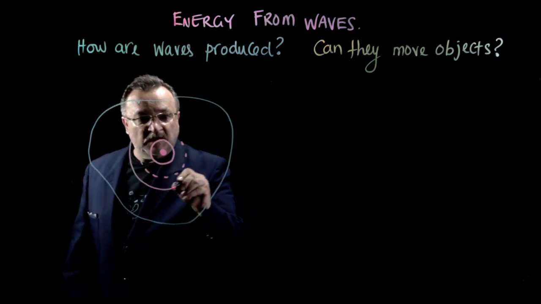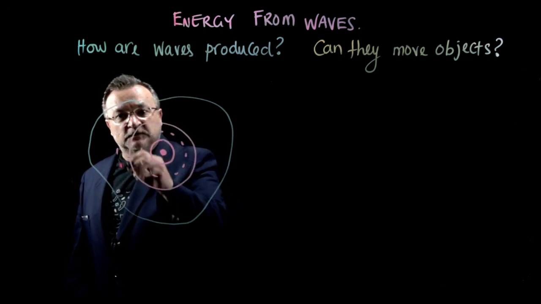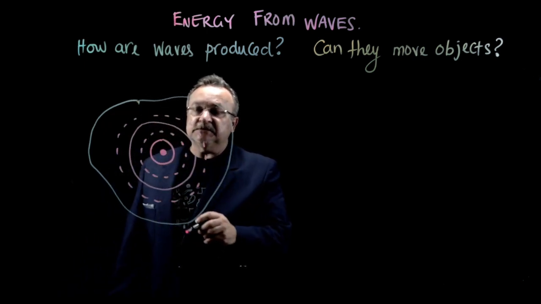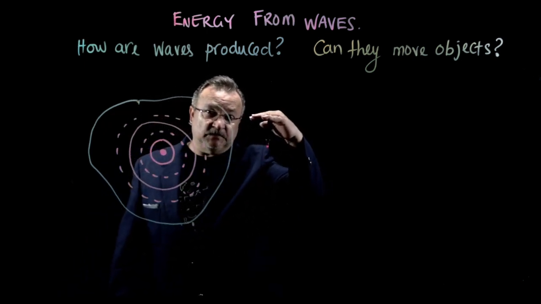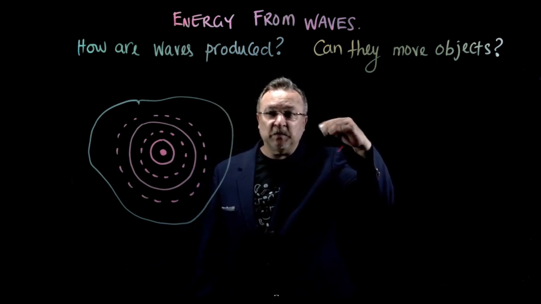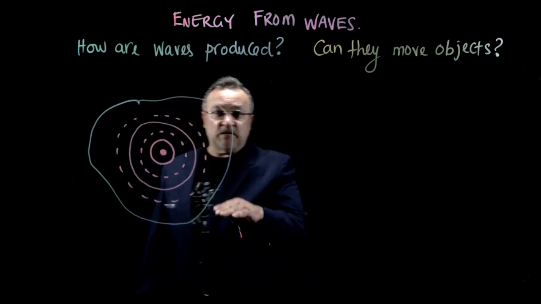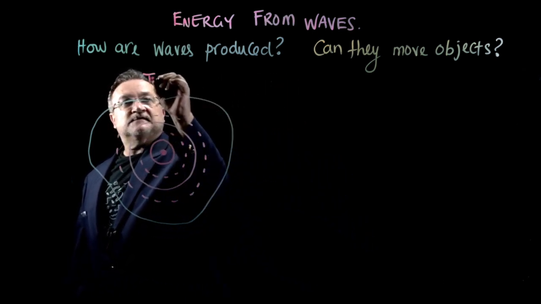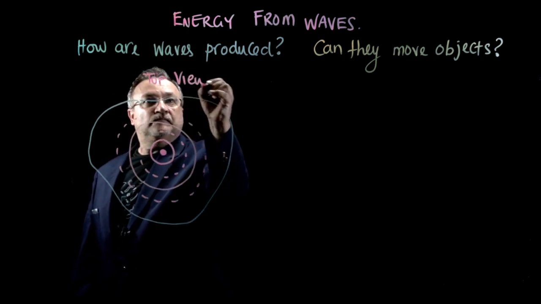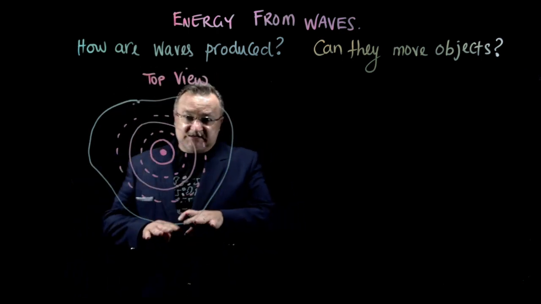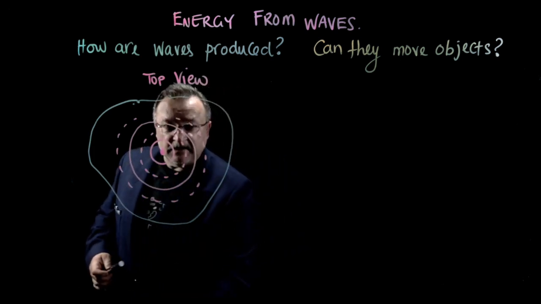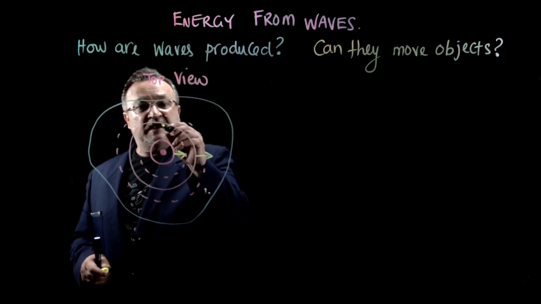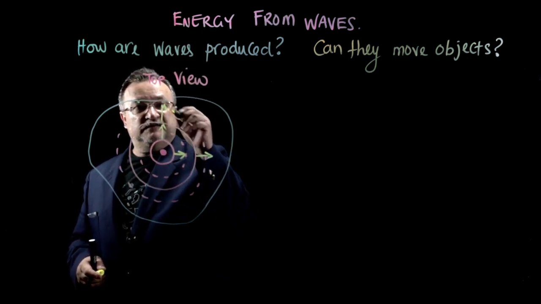Now, I'm drawing two types of circles here. The circle that's a complete circle represents the crest or the top part of the wave, and the dotted line represents the bottom of the wave. So if we're looking at it from this top view, we can actually see the waves moving out like a series of fronts. So the waves are moving out from the center of this disturbance.